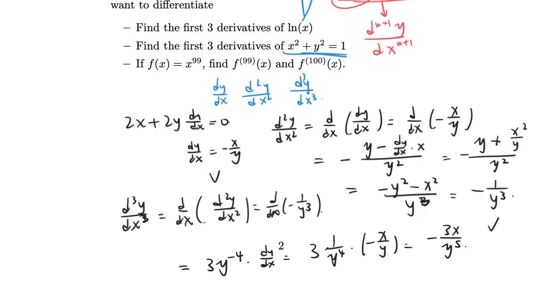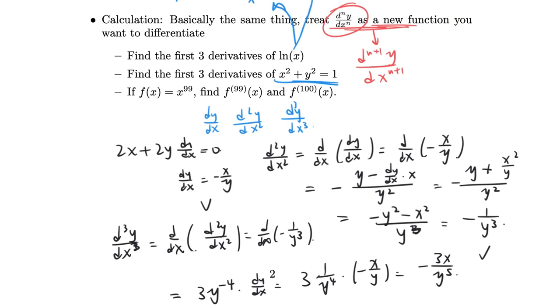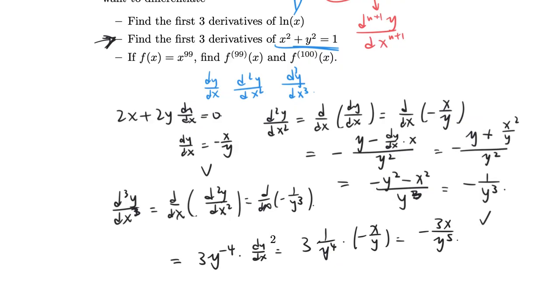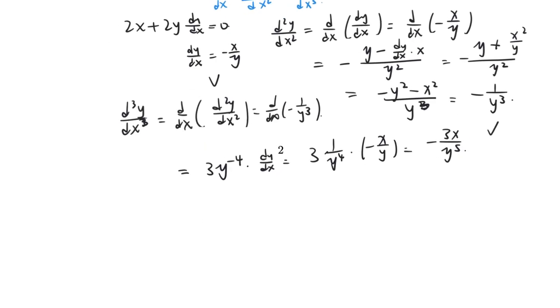As you can see, this was some tough work, and this is one of the harder questions, I would say, for the AP. It doesn't appear on the AP itself, so this is just a random example question. If f of x is x to the 99, we want to find the 99th and 100th derivatives. What we're going to do is look at some lower order examples, and hopefully we can find some patterns. So we have f of x equal to x to the 99th.